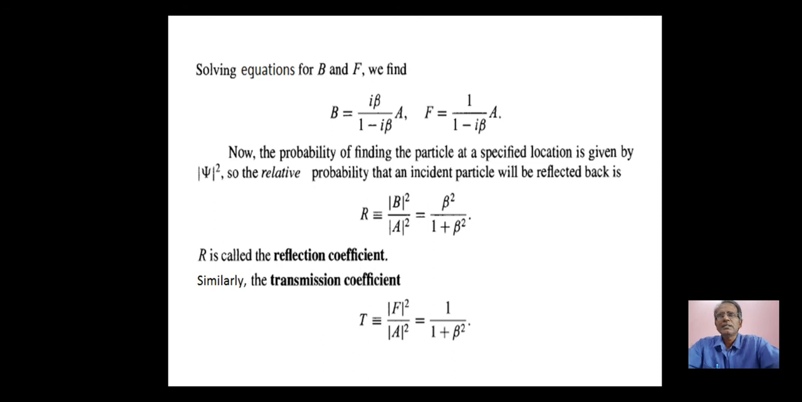Since g is equal to 0, we find b equal to i beta a upon 1 minus i beta, and f equal to a upon 1 minus i beta. This gives reflection coefficient R equal to mod b upon a square, equal to beta square upon 1 plus beta square, and transmission coefficient T equal to mod f upon a square, equal to 1 upon 1 plus beta square.